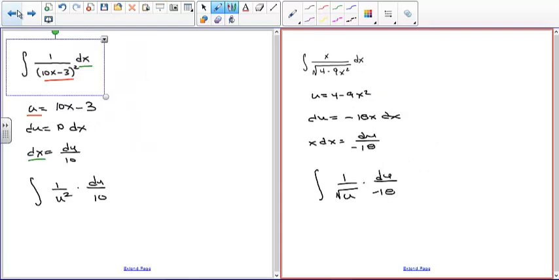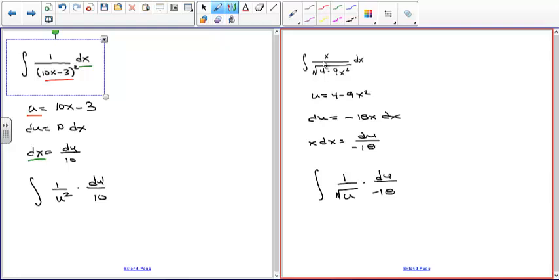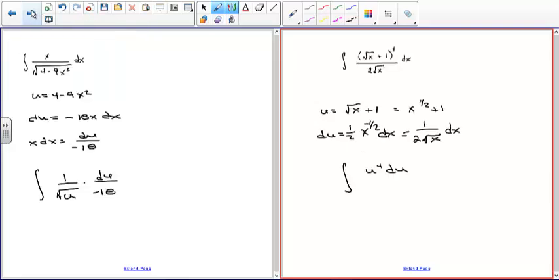So this one becomes, the term in parentheses is u. So I get 1 over u squared times dx. dx is du divided by 10. Okay, the next one, these two terms always group into the du term. So we're just going to have 1. If I move this over here, it's going to be 1 over the square root of this thing, which is u. So I get 1 over the square root of u times du divided by negative 18, which is what x dx is. x dx becomes du divided by negative 18.